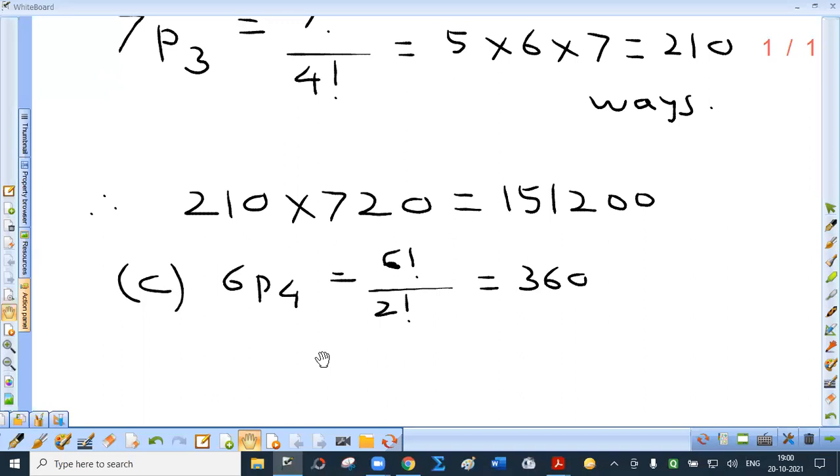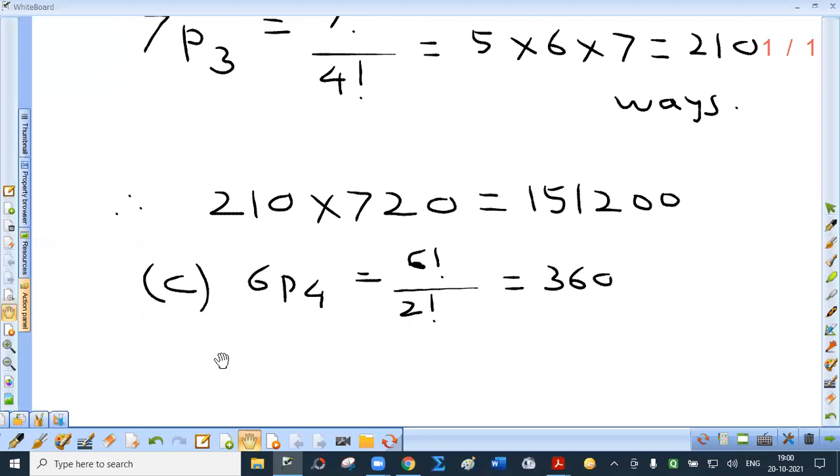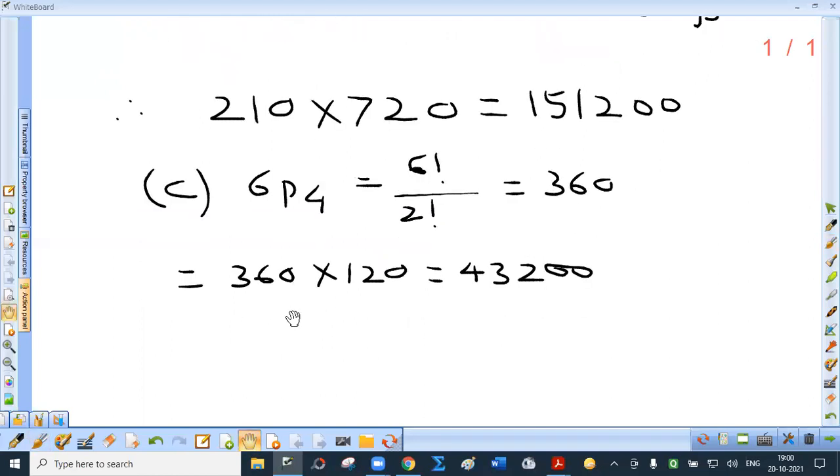Therefore, total number of arrangements equal to 360 into 120. So 43,200. I hope you are writing this.